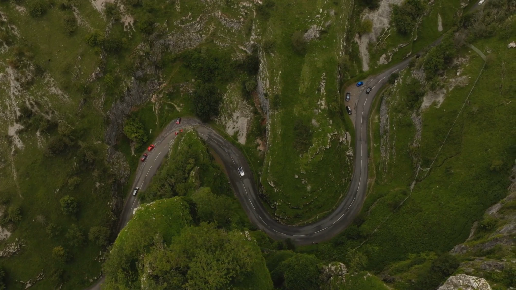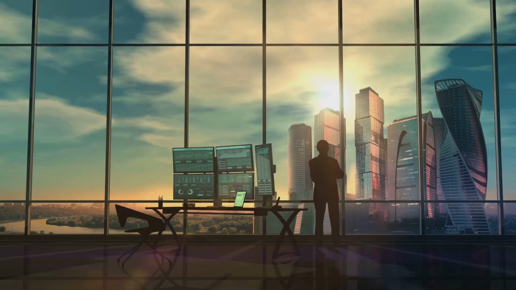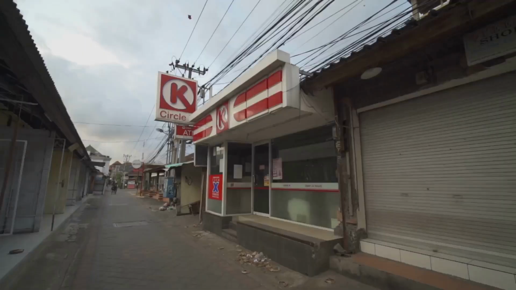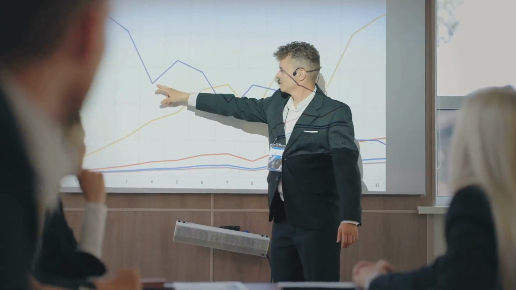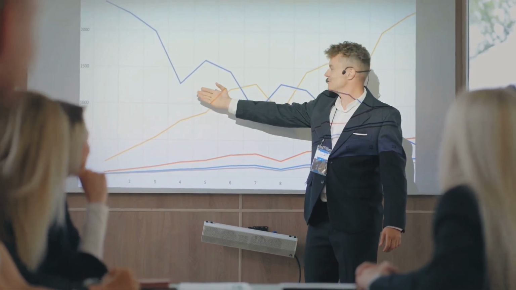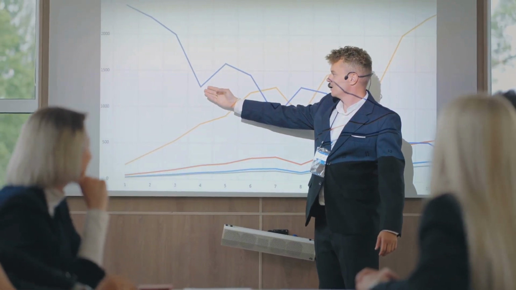Imagine a journey through a constantly shifting landscape, with periods of growth and prosperity followed by downturns and uncertainty. This is the essence of the business cycle, a recurring pattern of expansion and contraction that shapes the economic landscape.